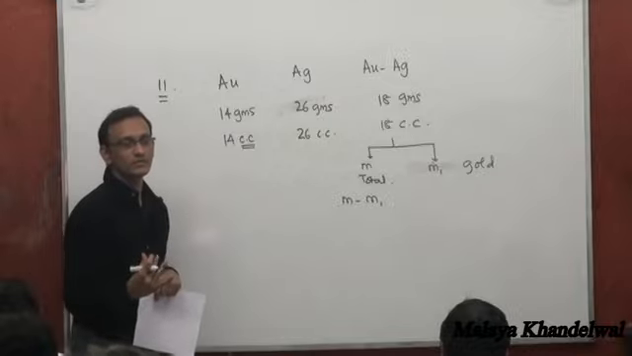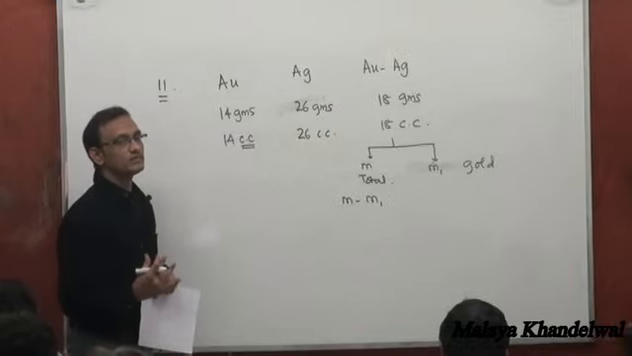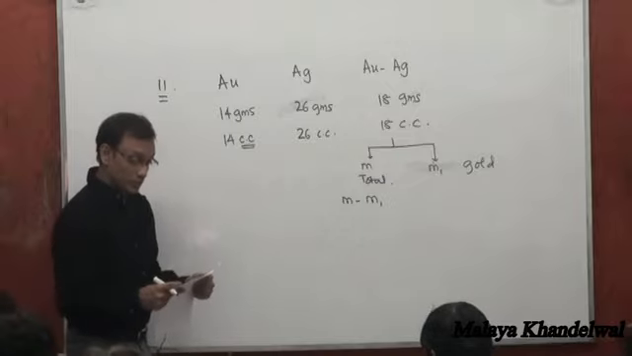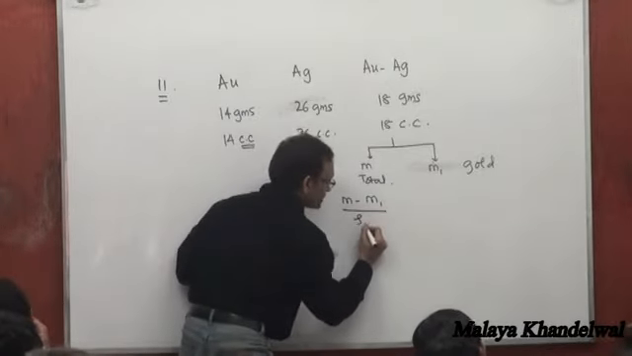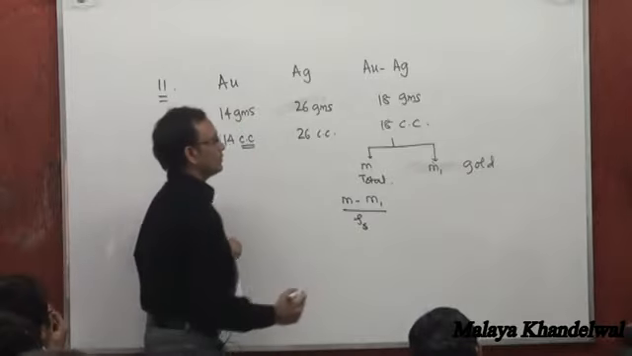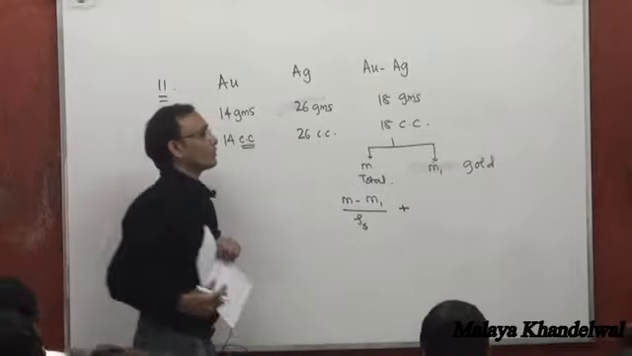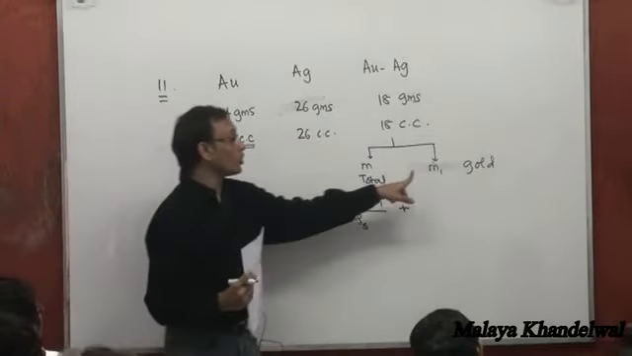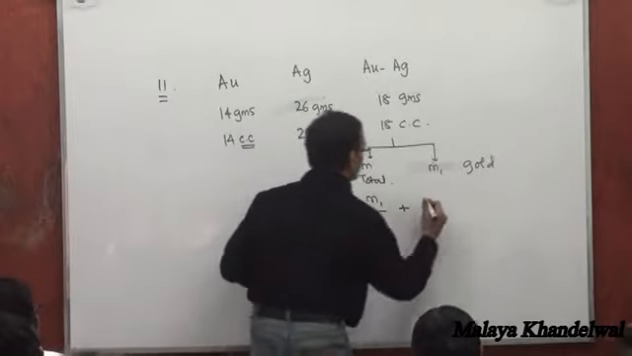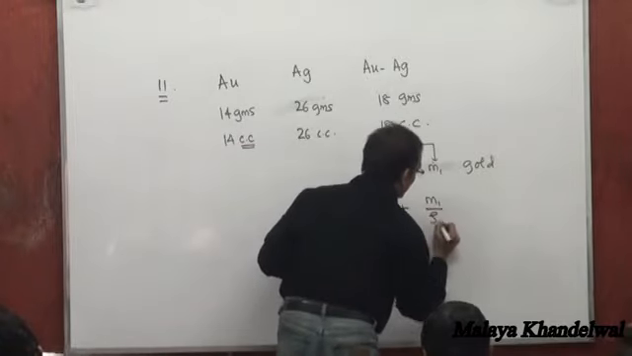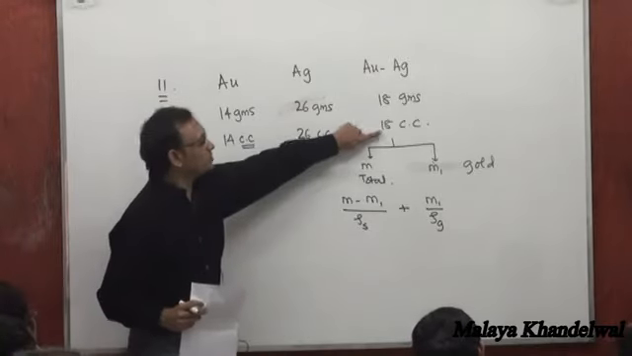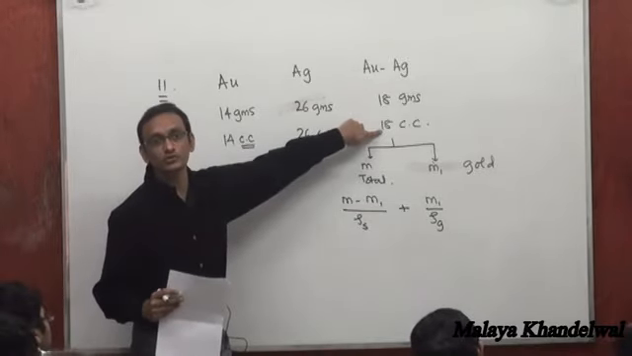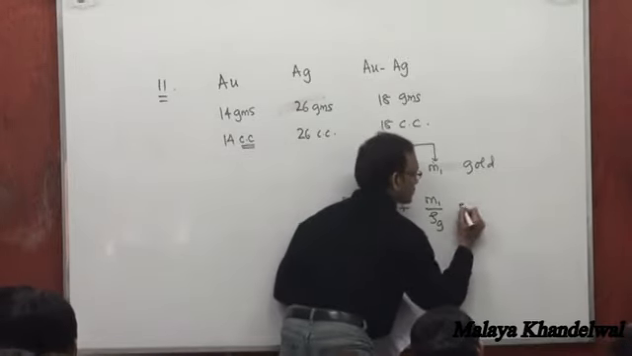By the density of silver. And what's the density of silver? 10.5 grams. So divided by the density of silver. What is the mass of gold and what's the volume of gold? M1 divided by the density of gold. That's the volume of gold. And that must be equal to 18 cc.